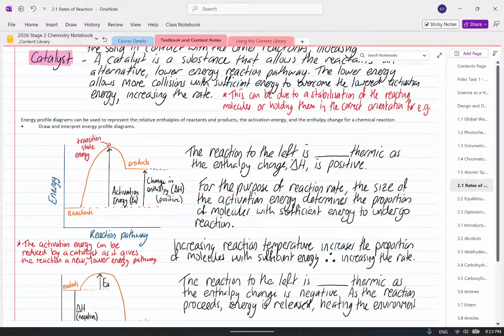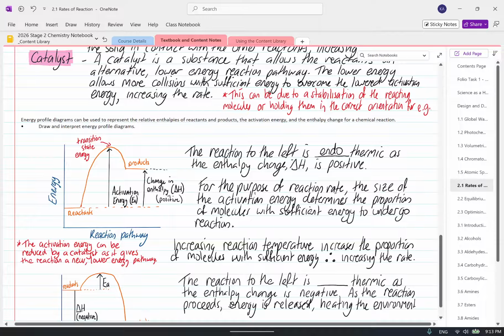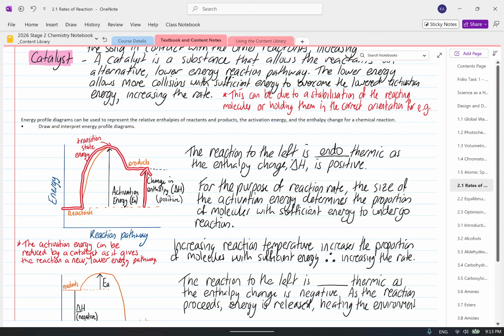It is endothermic. Now we can see that because as our reaction proceeds, we go over our transition state and we end up with our products having a greater energy or greater enthalpy than our reactants. Now, enthalpy is just another word for internal energy. So that energy has been stored in our molecules. And if our reactants are here and our products are here, the enthalpy or the energy has gone up. And if that happens, our reaction is endothermic.